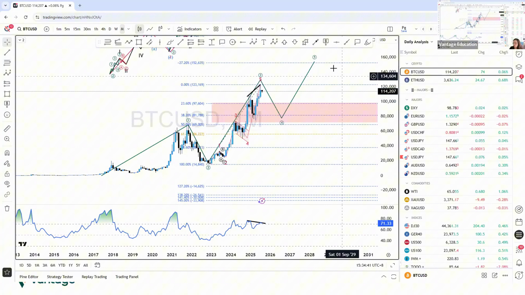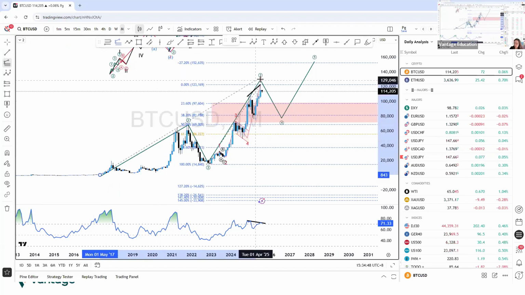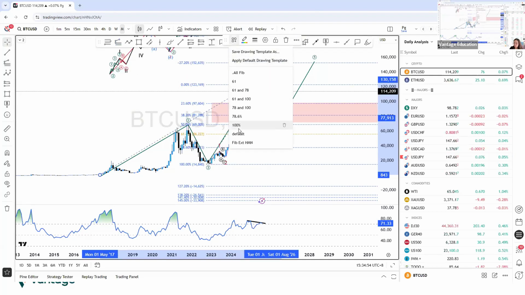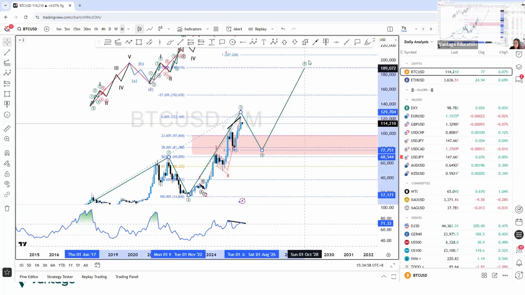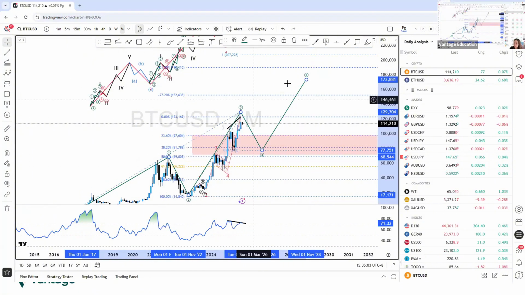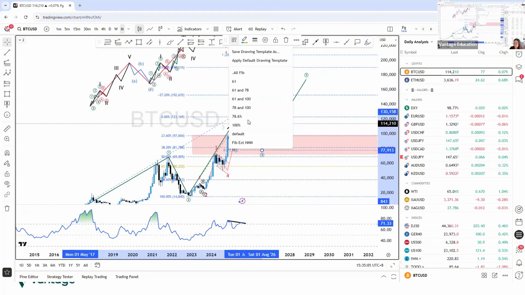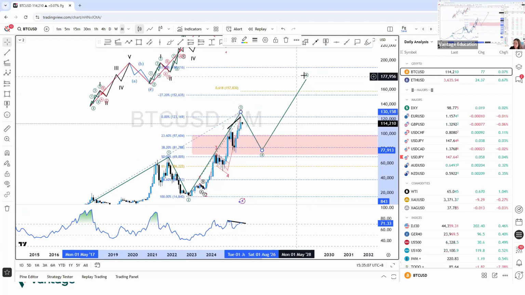Okay, or you can use the projection of 100% from wave 1 plus wave 3. You need to wait for wave 4 to form. Let's say this is going to be wave 4. The 100% projection is going to be where? No, not 100%, sorry, 61.8%. 61.8% projection. That's going to be here.